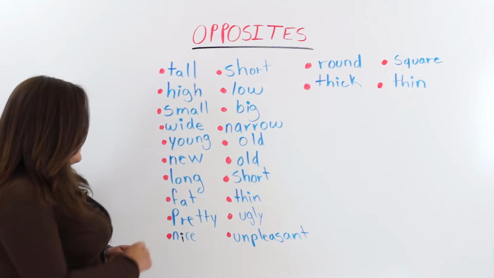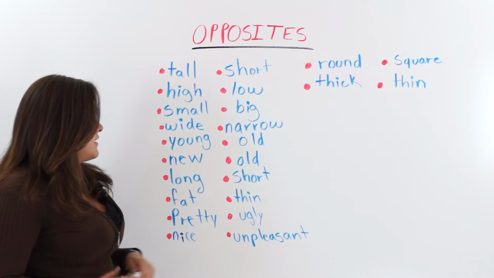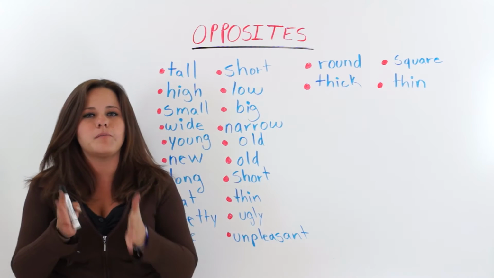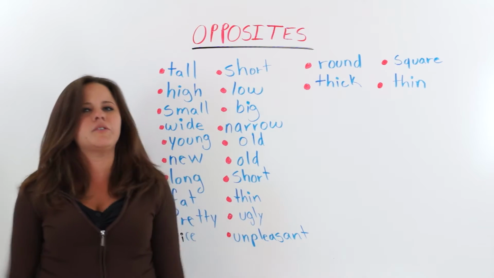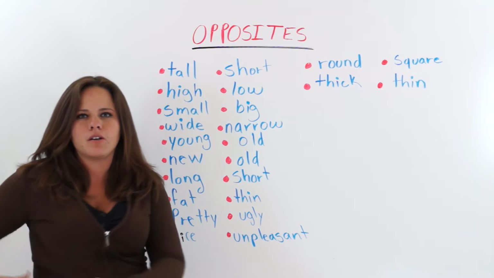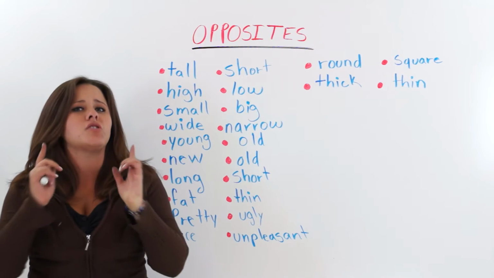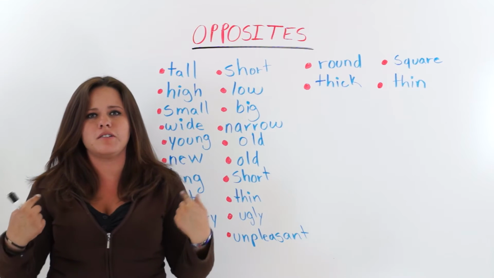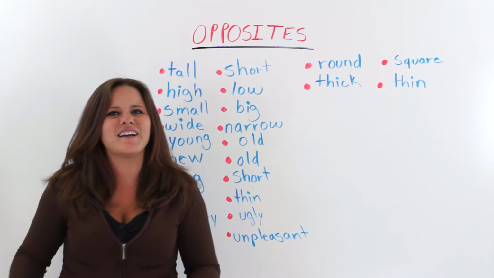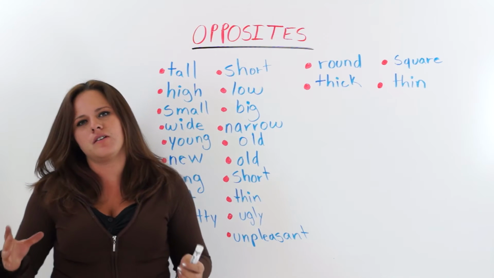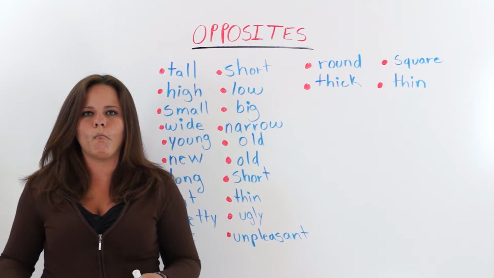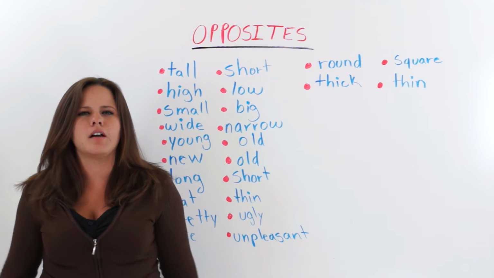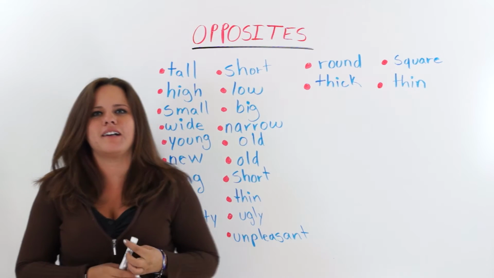Next one, fat and thin. That's specifically for people, folks, okay? Remember that, fat. When you have a lot of grease in your body and stuff, that means you're fat and you need to lose weight, just like me. I'm just kidding, okay? And a thin person is a skinny person. That's thin and fat, okay?